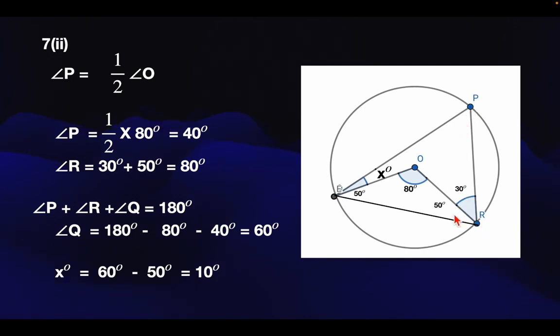This angle R will be 50 plus 30, that is 80. So we got angle P as 40, this as 80. Okay, so what will be this angle? This angle Q will be 180 minus 80 minus 40, that is 60. This full angle will be 60. Okay, now this angle will be equal to this angle because this is an isosceles triangle. Okay, so x plus 50 is equal to 60. Therefore, the value of x is 10 degree.